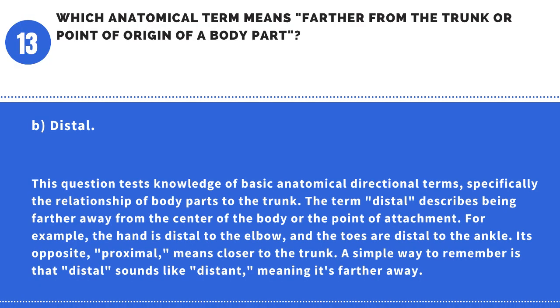Answer: B. Distal. This question tests knowledge of basic anatomical directional terms, specifically the relationship of body parts to the trunk. The term distal describes being farther away from the center of the body or the point of attachment. For example, the hand is distal to the elbow, and the toes are distal to the ankle. Its opposite, proximal, means closer to the trunk. A simple way to remember is that distal sounds like distant, meaning it's farther away.